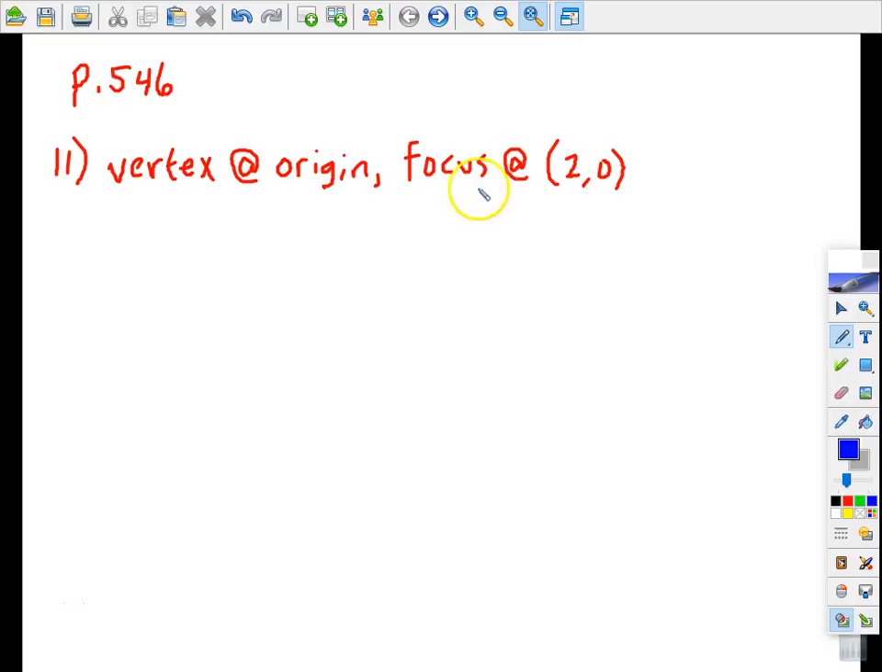So by telling us that the focus is at (2, 0), and again, this might be helpful as you work through these problems, do a little sketch and plot the point (2, 0), which would be right there, and remember where the focus is in relation to the graph. If the focus is at (2, 0), that means the parabola in this case has to open to the right, because the focus is the point that's always inside the mouth of the parabola.